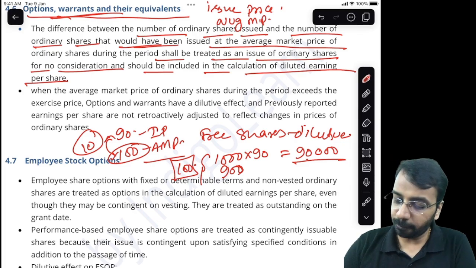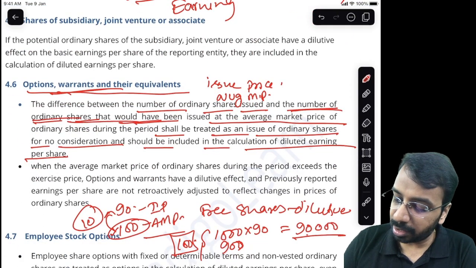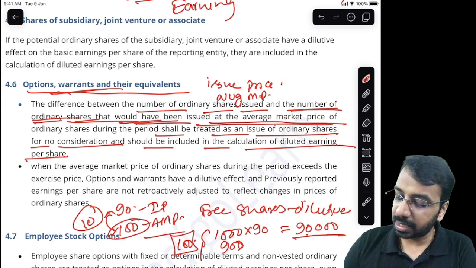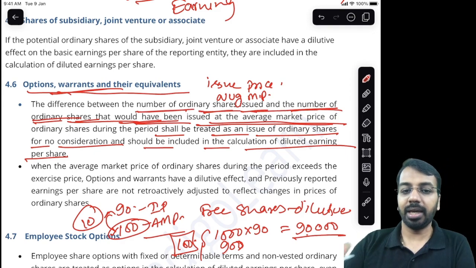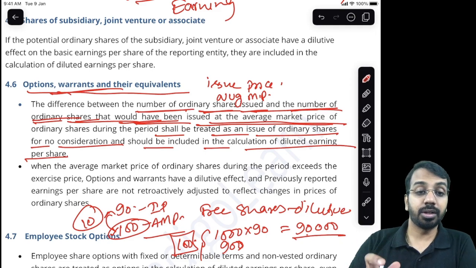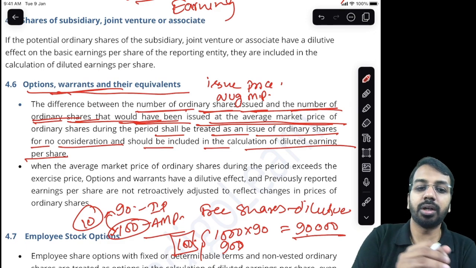I am repeating once again. The difference between the number of ordinary shares issued and the number of ordinary shares that would have been issued at the average market price will be considered to be the dilutive portion, and that will be added to the denominator.